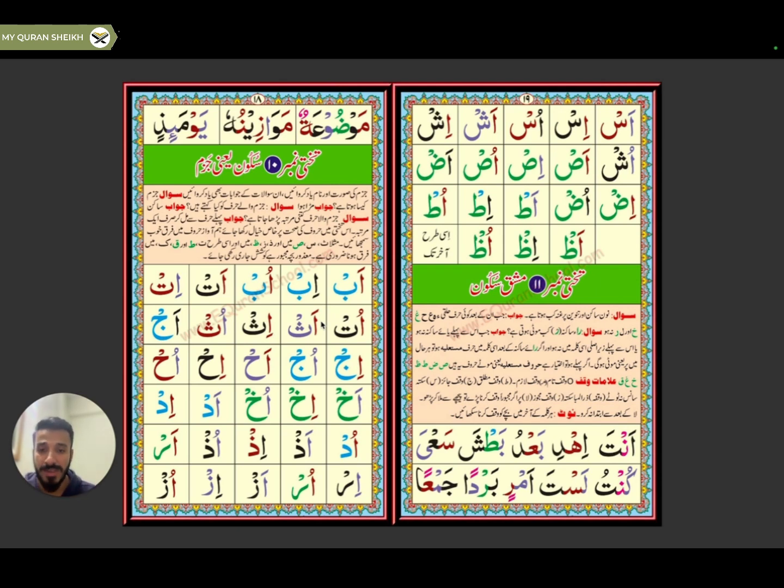And just to summarize, Qalqala is when we let the air out after pronouncing a consonant on a few of the letters. These are the 5 letters: Qutbu Jadda, Qaf, Ta, Ba, Jim, Dal. We do a Qalqala on these. In English, these are called echoing sounds, because when we let the air out on these particular letters, an echo sound is generated. Ab, ib.